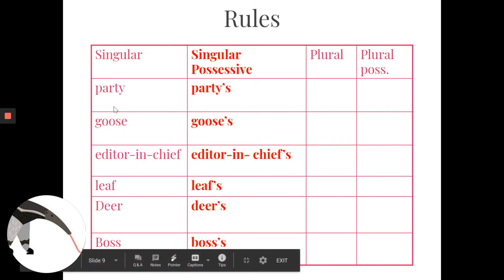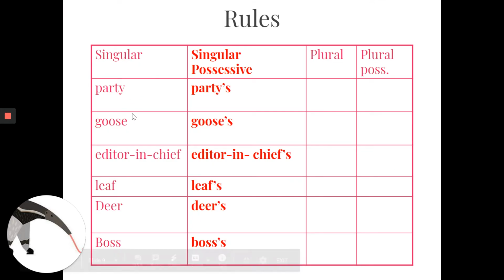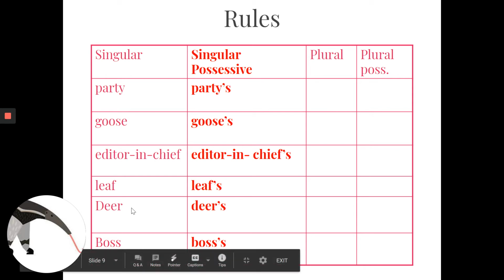So, if we have our singular noun, party, we would simply add apostrophe S. Singular noun, apostrophe S. Every single one of these, editor-in-chief, leaf. Notice it's not leaves, it's something belonging to one leaf. Apostrophe S. Same with deer. Belonging to one deer. Apostrophe S. Boss. Belonging to one boss.